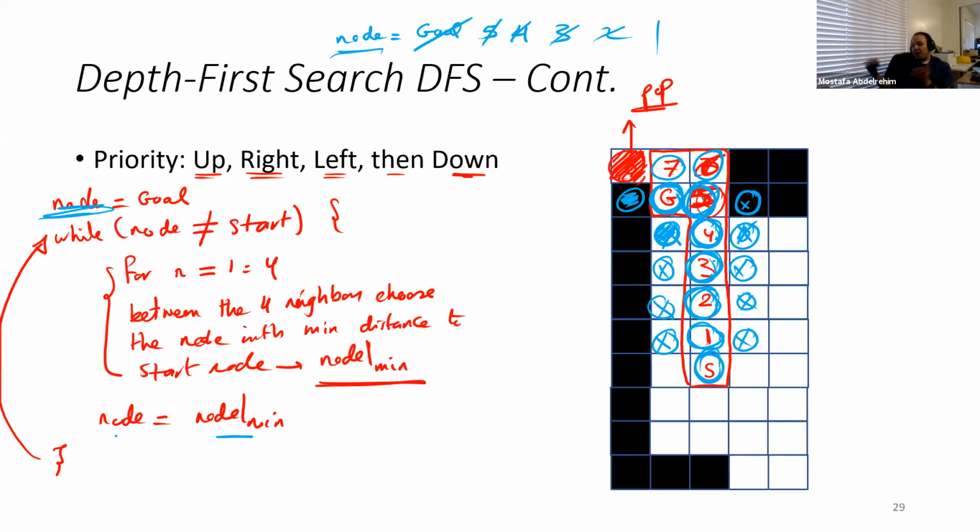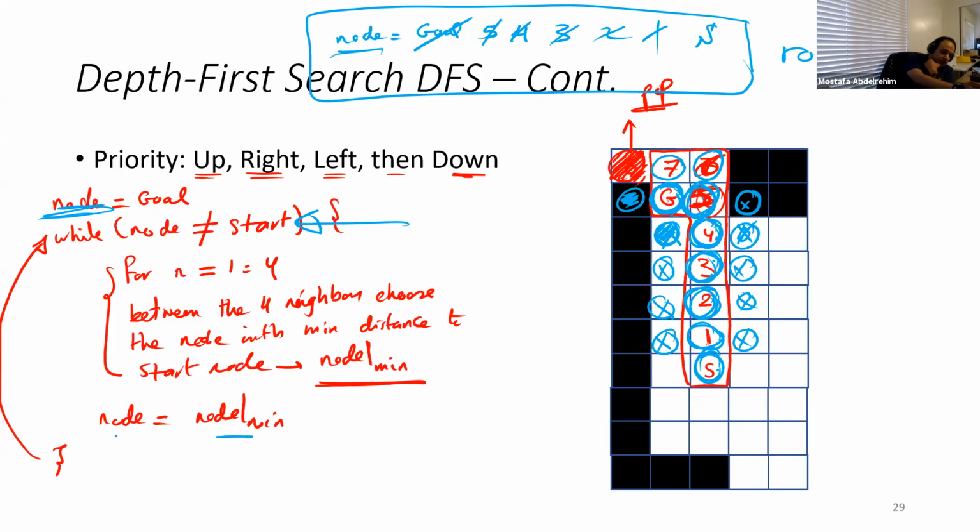And now node will be equal to start node. And when we make the check, is it equal to start? Yes, it's equal to start, so don't continue. And you have here the route. Okay, that's it.